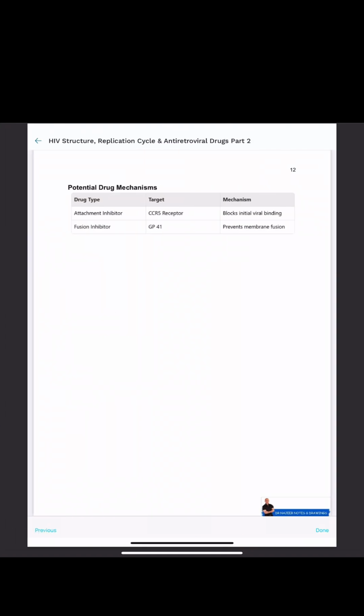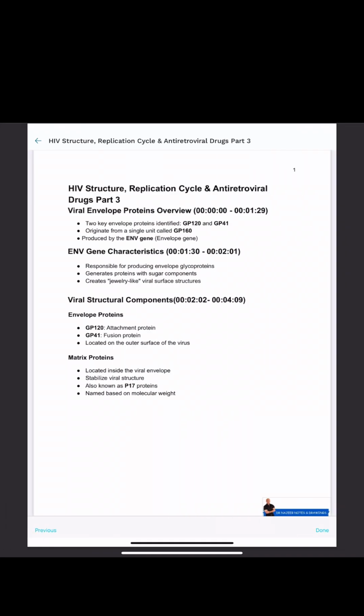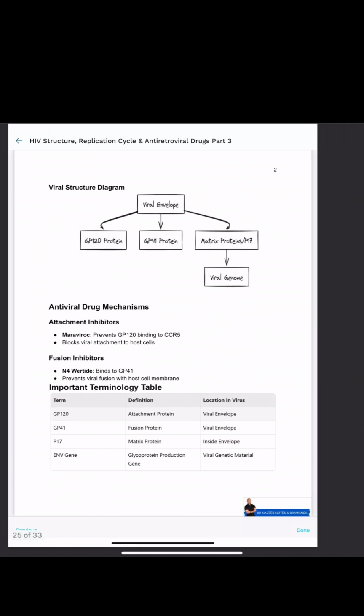So for the attachment inhibitor, the CCR5 receptor is the target, and which drug do we use? We use Maraviroc, and it blocks the initial viral binding. And the fusion inhibitor that targets GP41 does not let the membrane fuse. And which drug is here? Enfuvirtide. Enfuvirtide is the drug. Maraviroc.